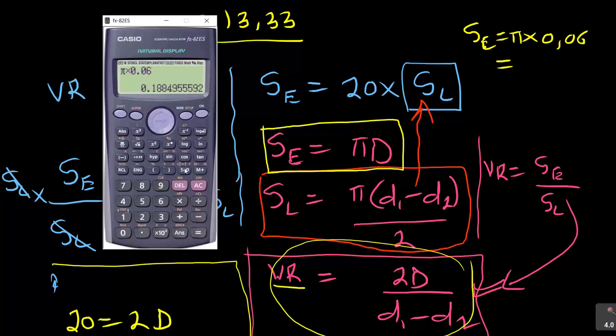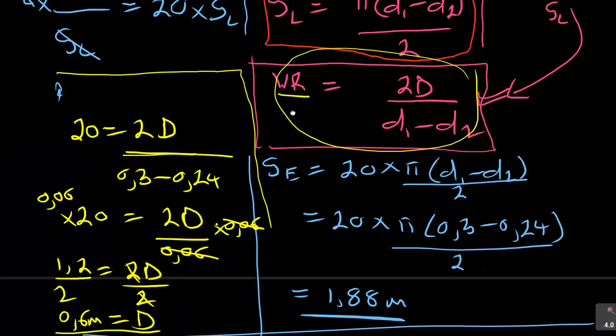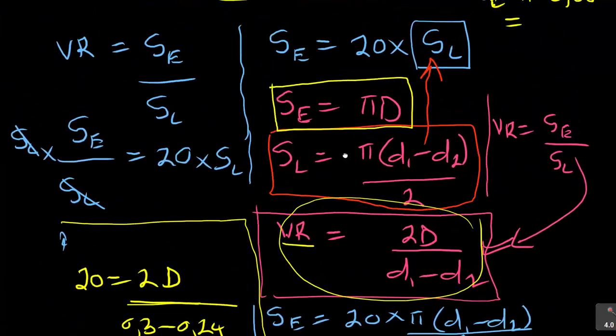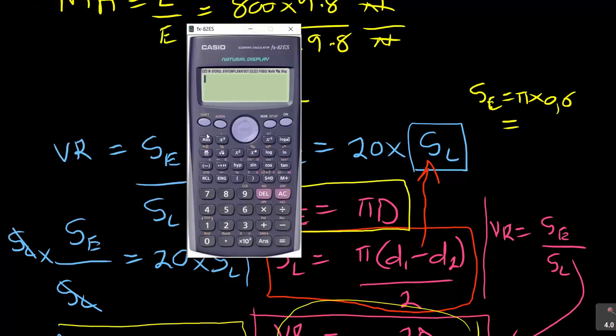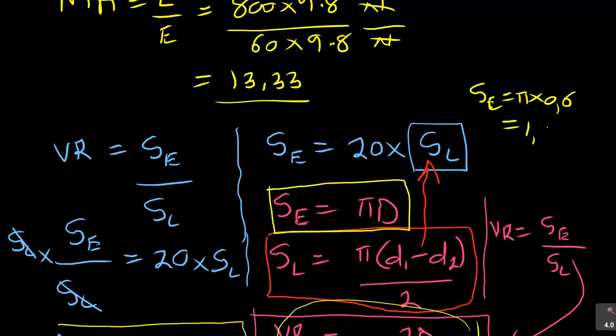Remember, you're working with meters. It will actually be, I think it was 0.6, not 0.06. It's actually 0.6, not 0.06. That's why it's giving me a smaller answer. So if I use pi times 0.6, it's giving me 1.88 meters. So that was the same answer that I got up there.